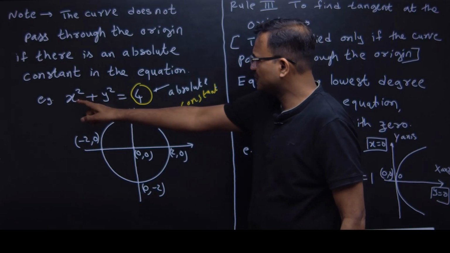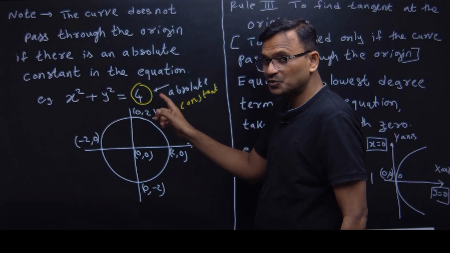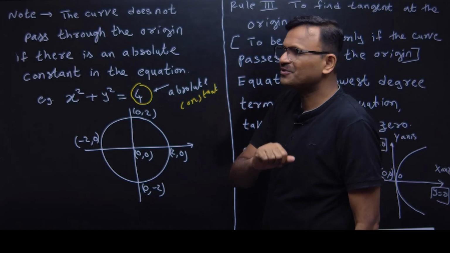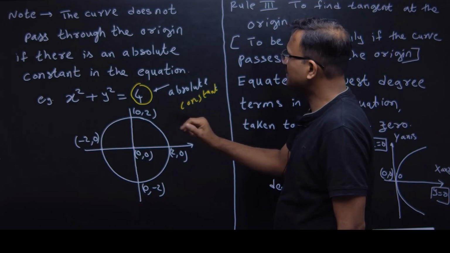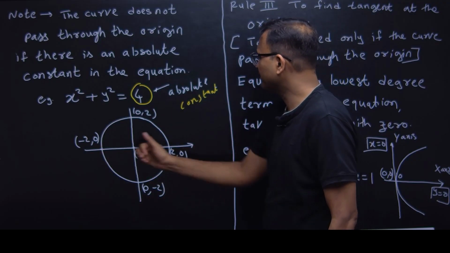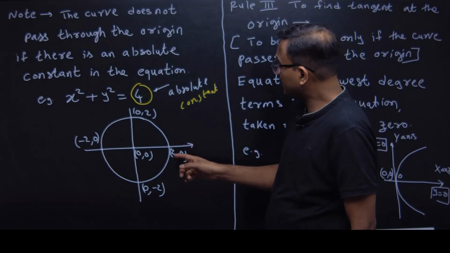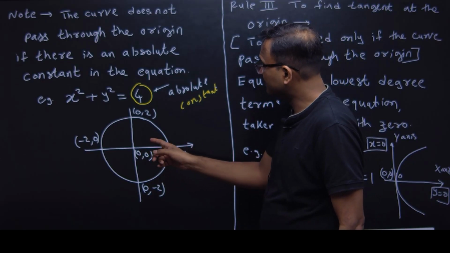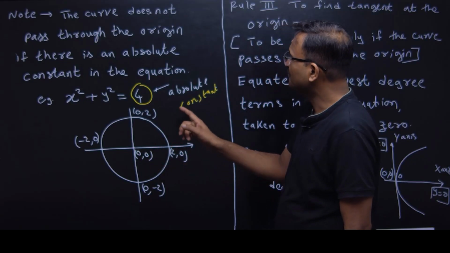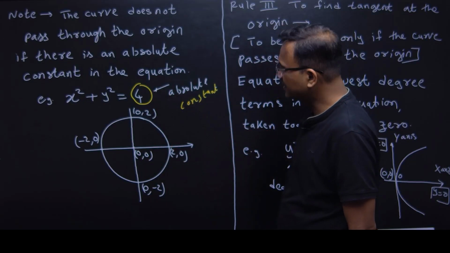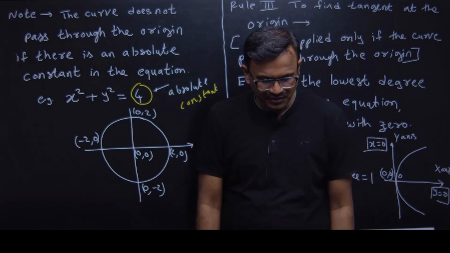If you put x is 0, we'll get y square is 4, y is 2. So when x is 0, y is not 0. Or if you put y is 0, you will get x square is 4, so x is plus or minus 2. So the curve does not pass through the origin. The point origin is inside the curve, but it is not lying on the curve. Remember, if there is an absolute constant in the equation, the curve is not going to pass through the origin.